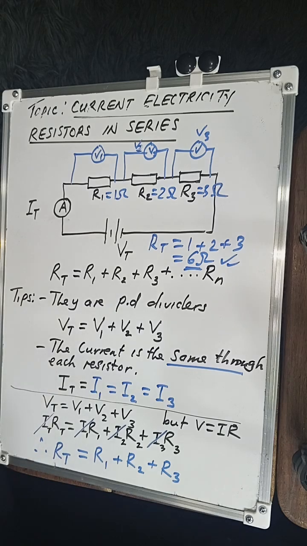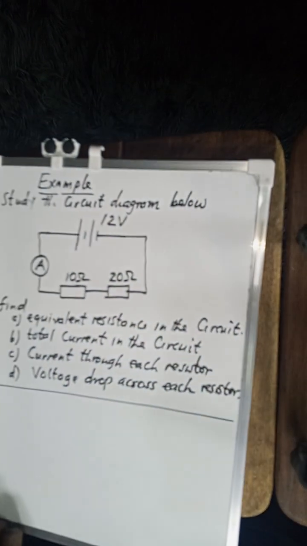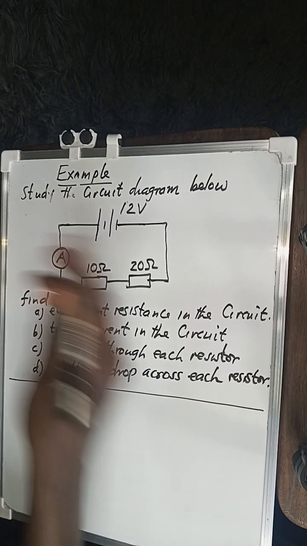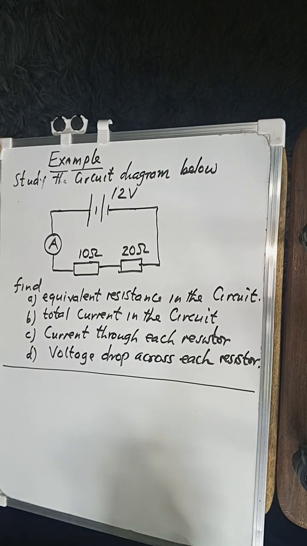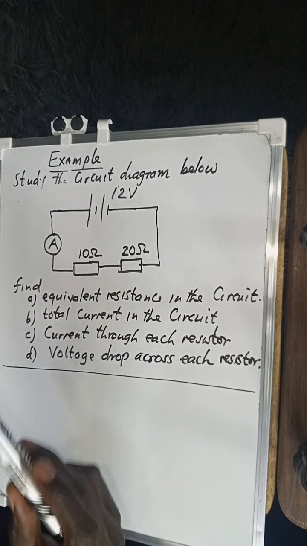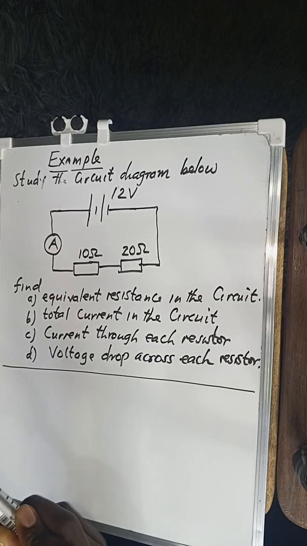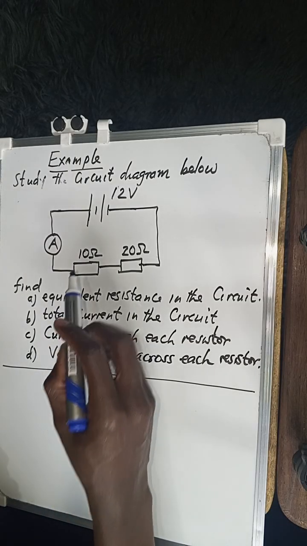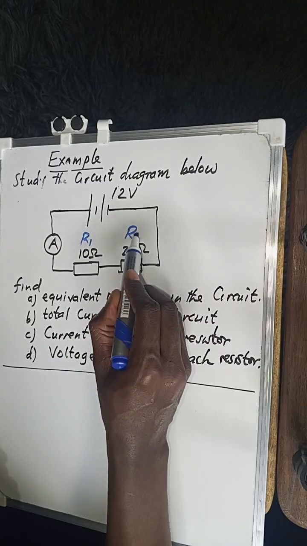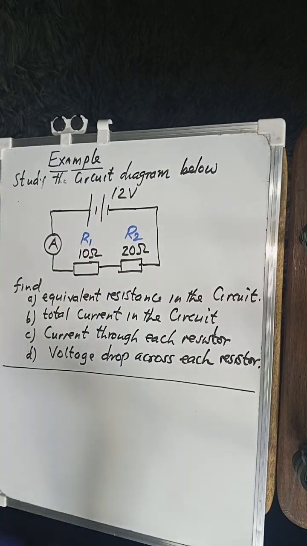Well, let me demonstrate by looking at a typical question that you're going to see. I prepared this typical question well in advance, coming from one of the sample questions. It says study the circuit diagram below. They have given us this circuit diagram, and we have got 2 resistors. I'll label them for simplicity's sake: I'll call 10 resistor 1, and I'll call 20 resistor 2. You can label them however you want, it doesn't matter. The total voltage from the source is simply 12 volts.